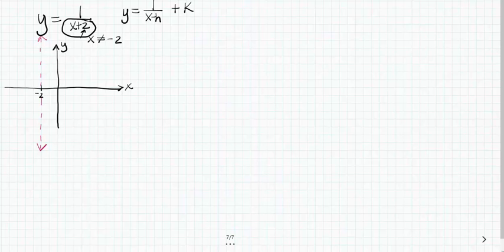Okay, do we have a horizontal asymptote? Well, let's see. In this case, can y be 0? No, y can't ever be 0 because the numerator is 1. There's no way to get 0 for a numerator of this fraction, and that's the only way to get a fraction equal to 0. So we still have a situation where y cannot be equal to 0. So we have a horizontal asymptote right across the x-axis still at y equals 0.